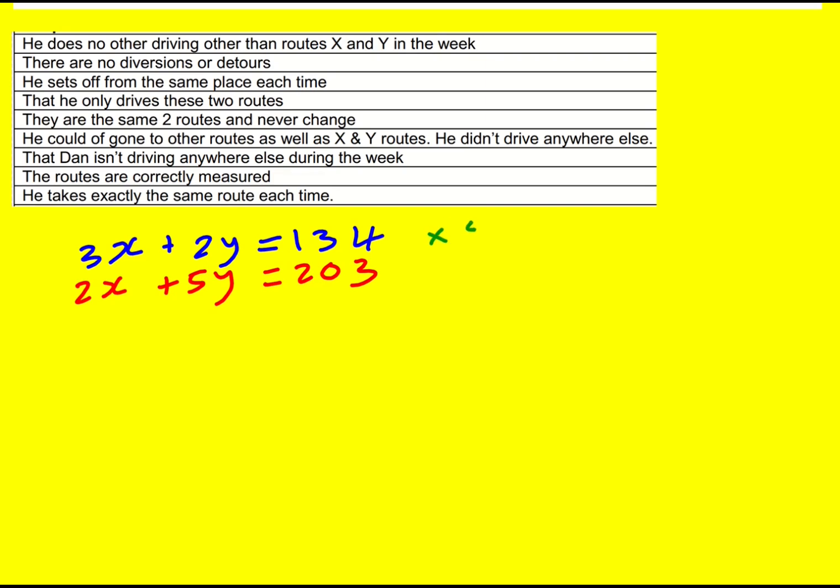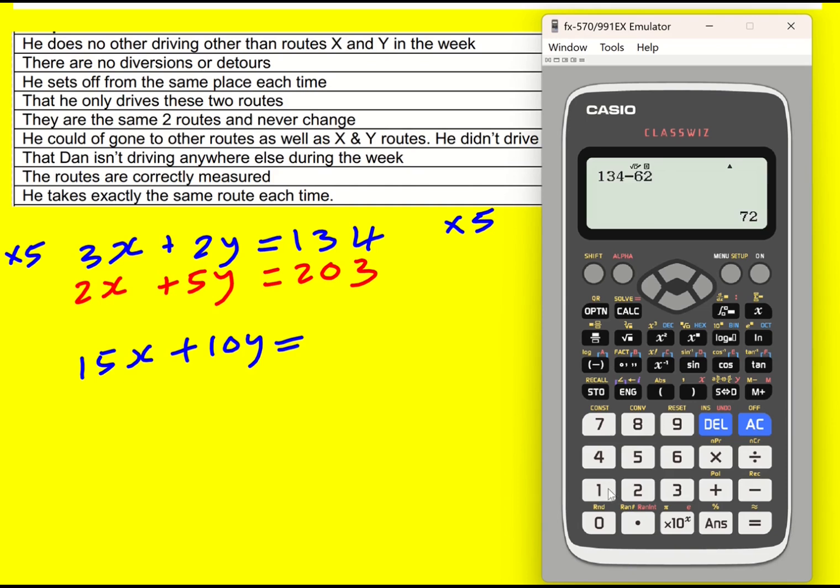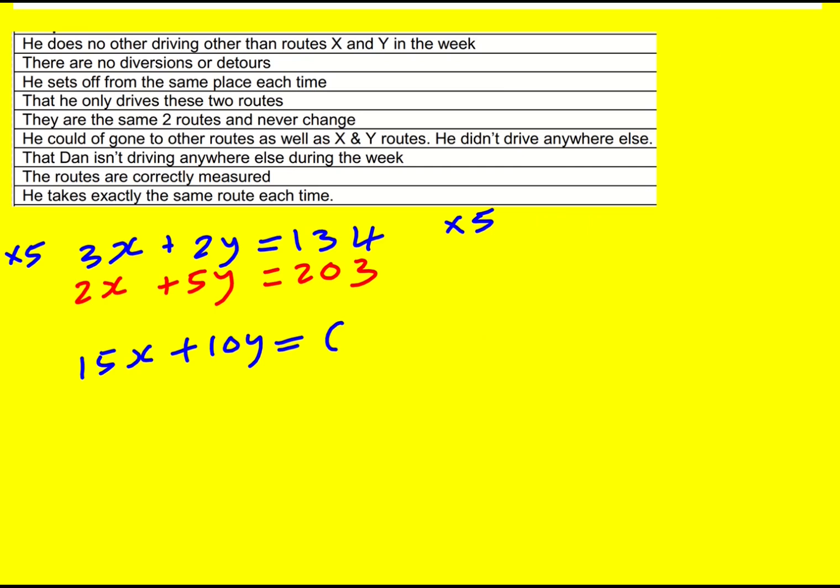And I can do that by timesing this one by 5. Let me stick to, sorry, the same color scheme. This one by 5 and the other one by 2. Okay, times this by 5, I'm going to get 15x plus 10y is equal to 134 times 5, 670. And then this one by 2, which gives me 4x. I'm going to keep it on the bottom now. 4x plus 10y is equal to 406.